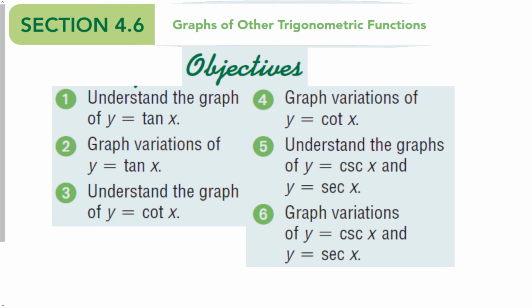Today we're going to start section 4.6, the graphs of the other trigonometric functions. Our objectives here are to graph the 4 other functions that we haven't done yet. In the last section we did sine and cosine, and in this section we're going to do tangent, cotangent, secant, and cosecant. We're going to graph them, and we're going to do all the transformations just like we did on sine and cosine on all these other functions.